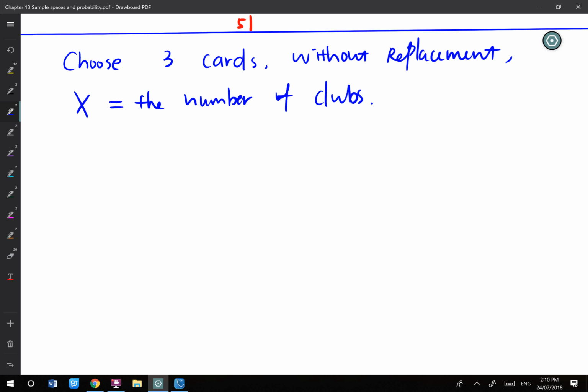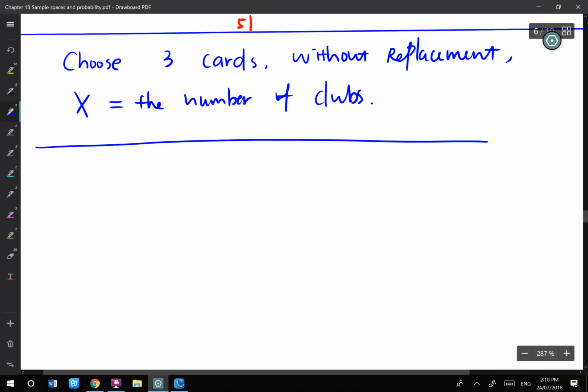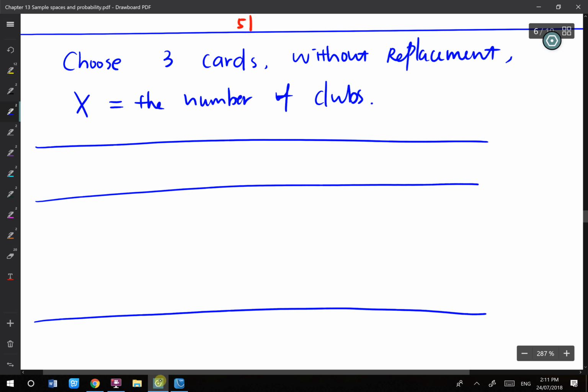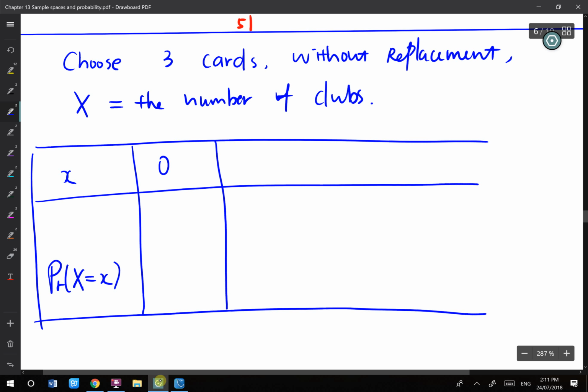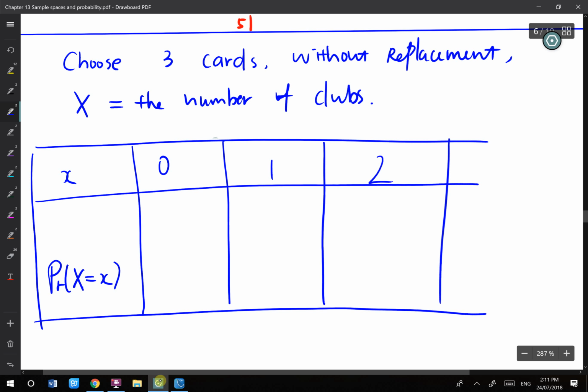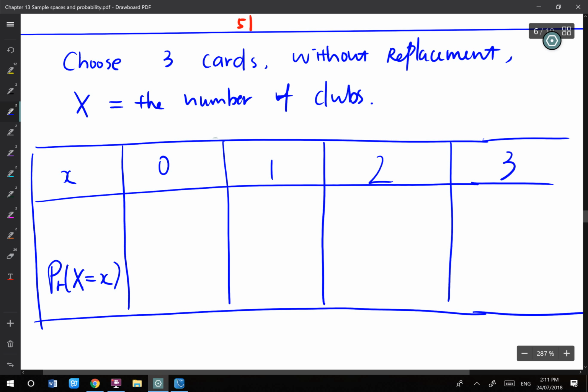Now, in this case, I draw a really big table at the bottom. I have X and P(X = x). It's 0 selection. I have 0 club, 1 club, 2 clubs, and 3 clubs. That's what we might have. Now, I want to think about this.